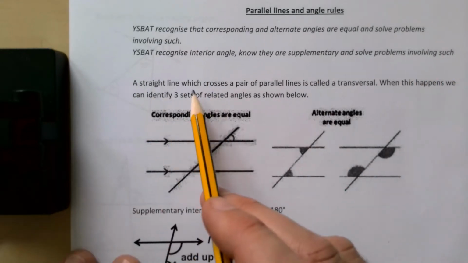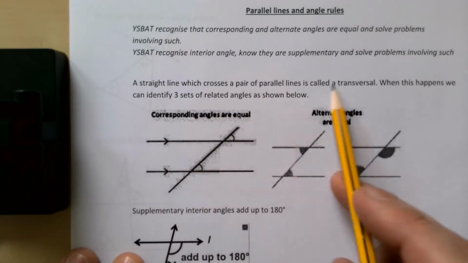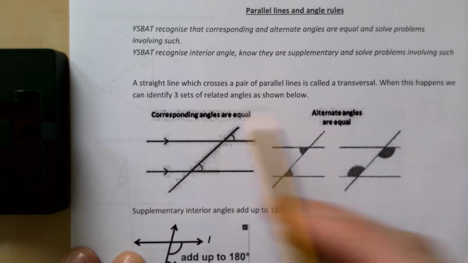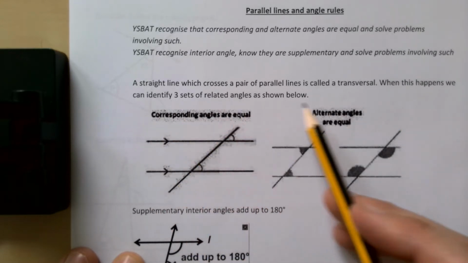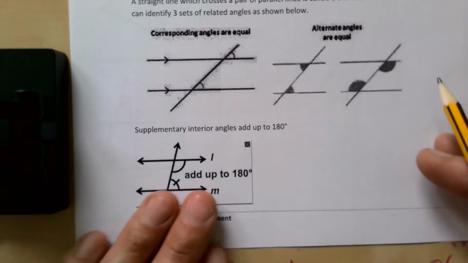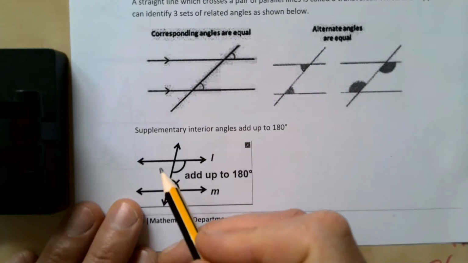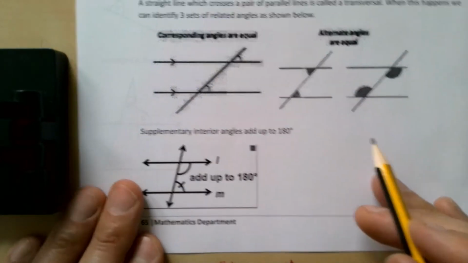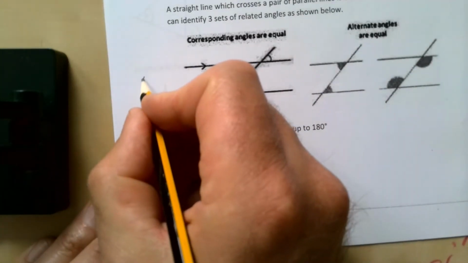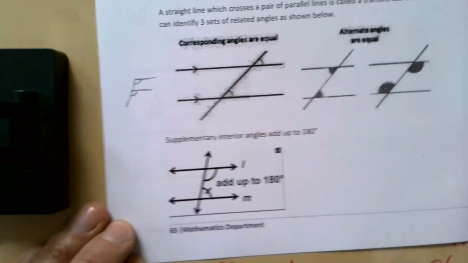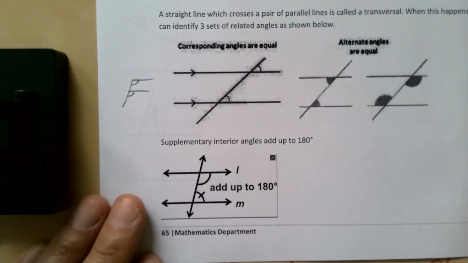A straight line which crosses a pair of parallel lines is called a transversal. So here's a transversal line here. When this happens, we can identify 3 sets of related angles as shown below. If it's a corresponding angle, these 2 angles here, they are the same. I remember that as the F rule. If you do a capital F, that angle there and that angle there, those are corresponding and they're the same.